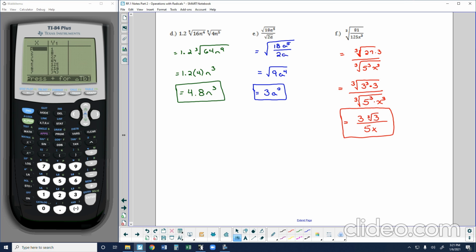So in E and F, we see two different uses of the quotient property. In E, we used it to combine the fraction. In F, we used it to split the fraction apart. And in both cases, we were able to simplify. So we want to use that property strategically.